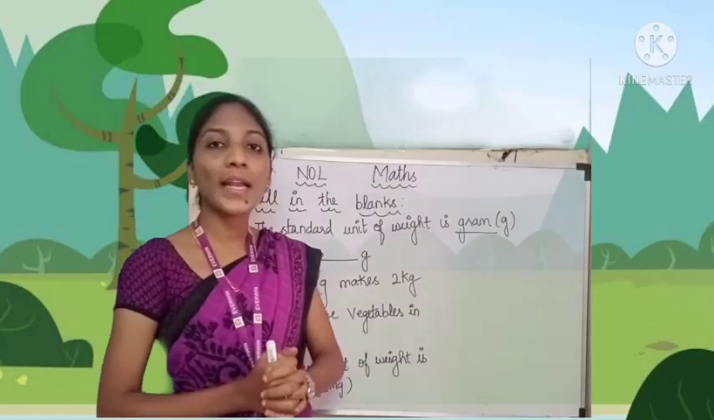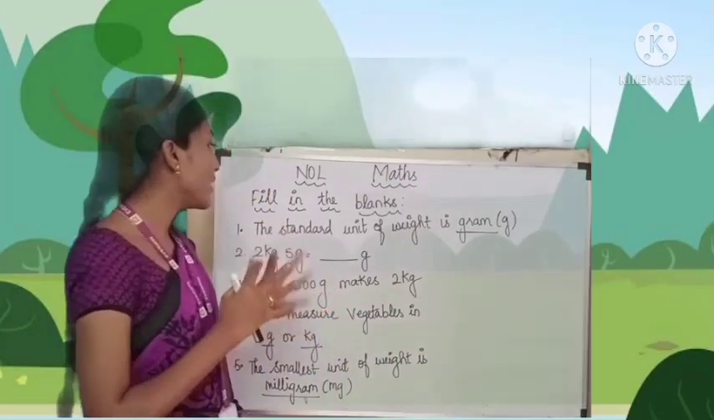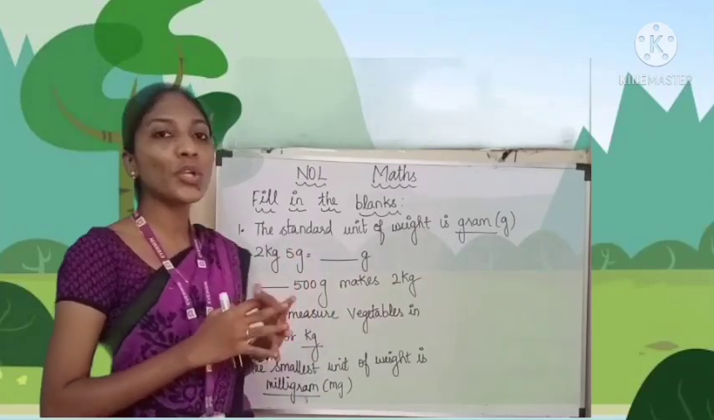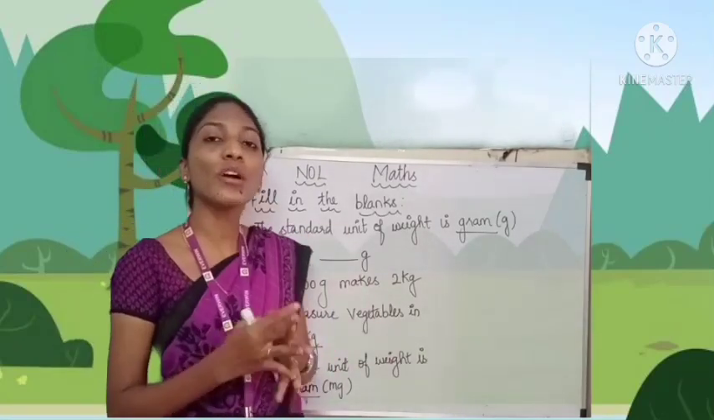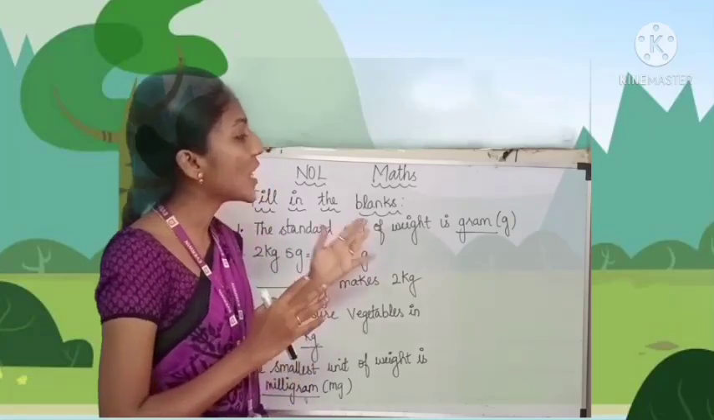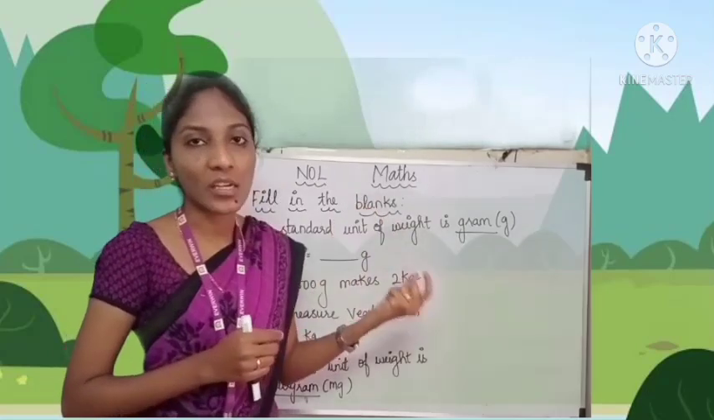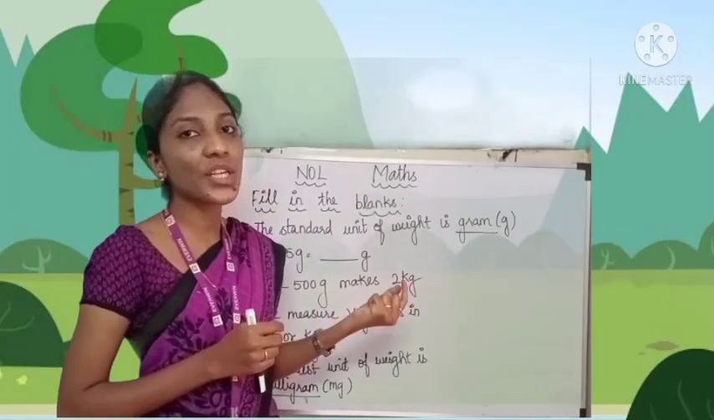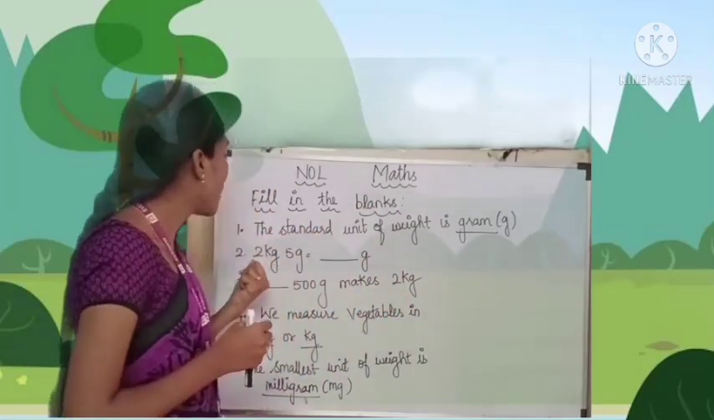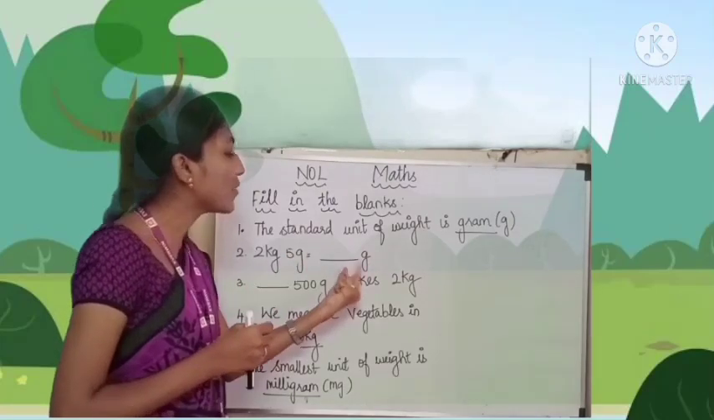Next we'll move on to our students' NOL. First, fill in the blanks. The standard unit of weight is gram. G-R-A-M, gram. The short form is G. So G refers to gram. Next one, 2 kg 5 gram. In gram they are asking.